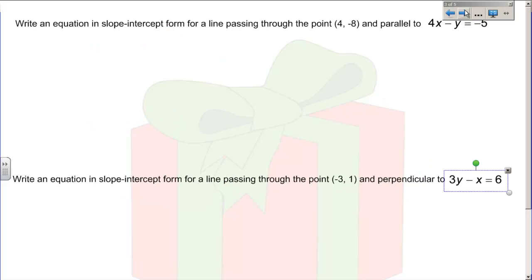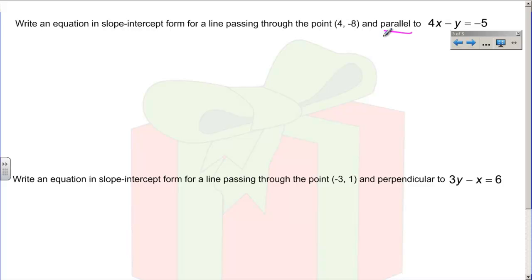So let's practice this. Good news is everything we do today is going to be in slope-intercept form instead of standard form, so it makes this just a little bit shorter. So you're supposed to write an equation in slope-intercept form for a line that passes through this point, (4, -8), and is parallel to this line. The fact that it's parallel tells me their slopes have to be the same. Well, so the first thing I have to do is find the slope of this line.